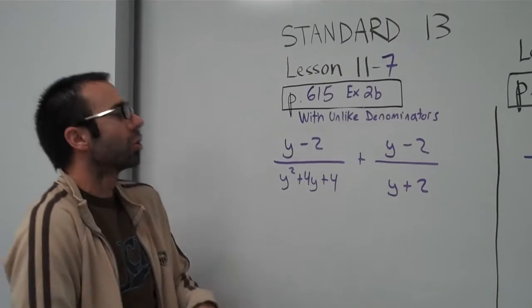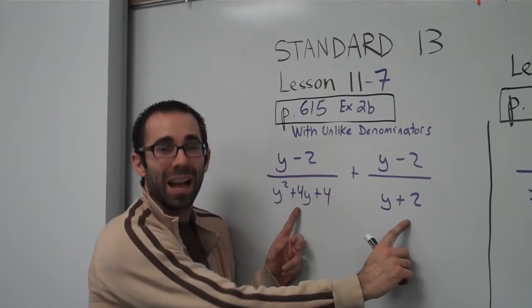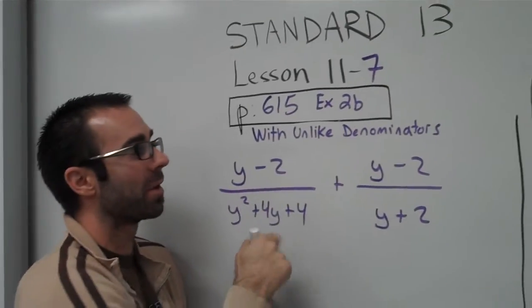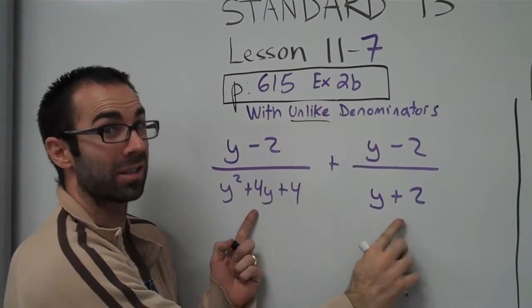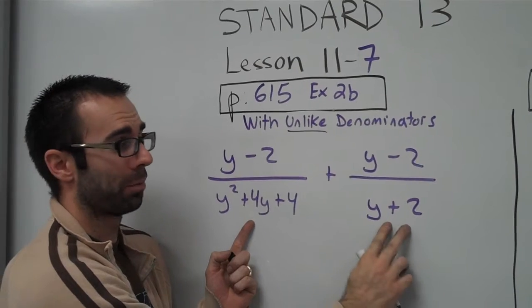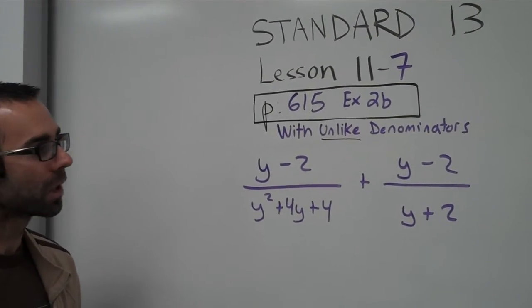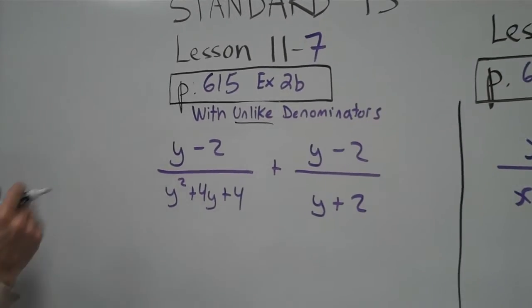All right, anyways. So, now we're going to be adding rational expressions with unlike denominators. These are not the same, as you can see. Y plus 2 is not the same as y squared plus 4y plus 4. So we need to make them the same.